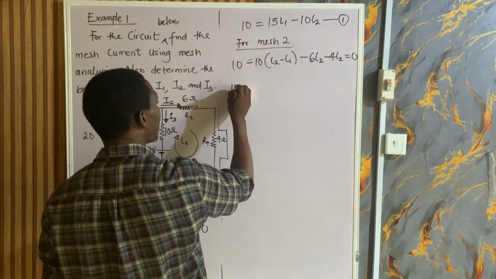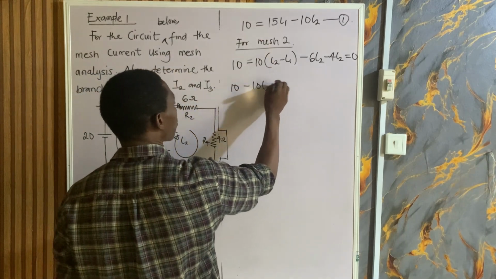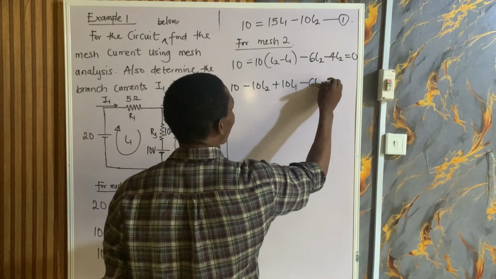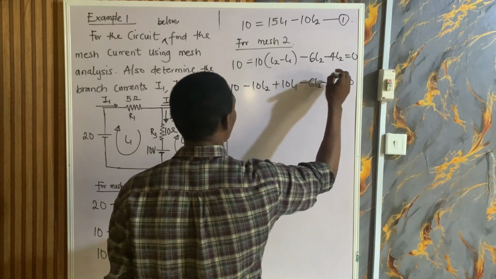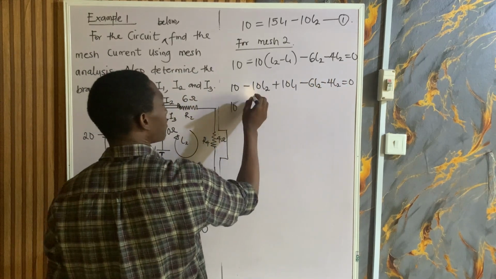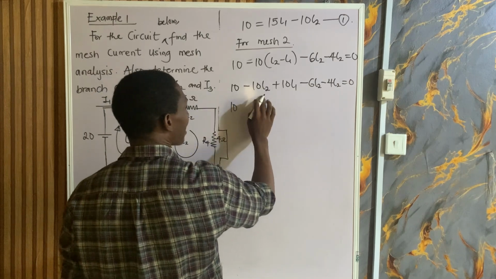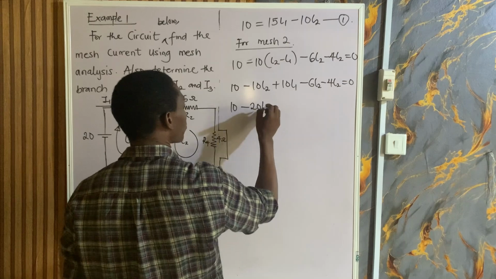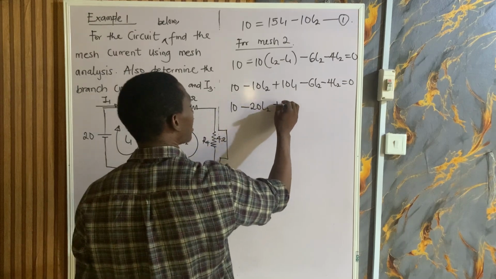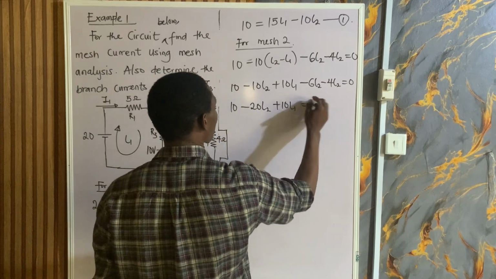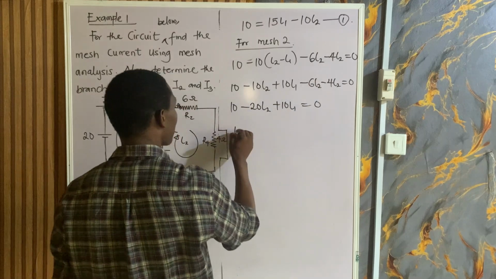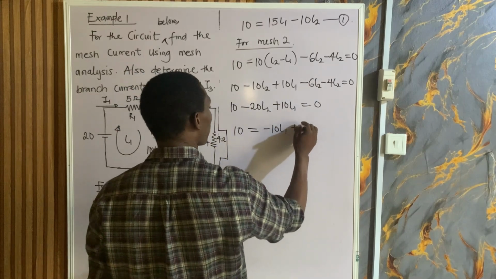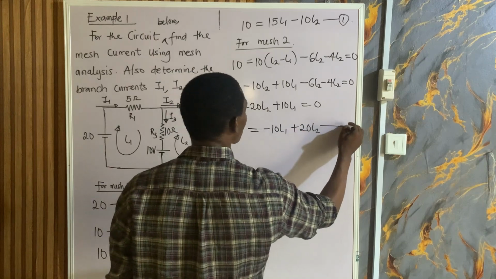Now this is going to be 10 minus 10 I2 plus 10 I1 minus 6 I2 minus 4 I2 equals 0. So at the end of the day, this will be 10 minus 10 I2 minus 6 I2 minus 4 I2, that gives me minus 20 I2, and then this is plus 10 I1 equal to 0. So let me bring all of this here. This will give me 10 is equal to minus 10 I1 and then plus 20 I2. This becomes my equation 2.